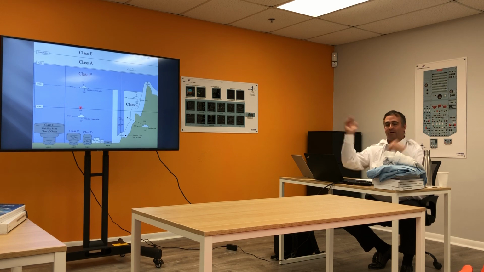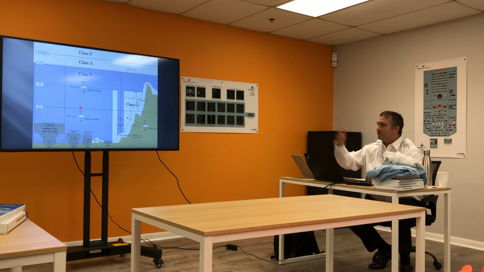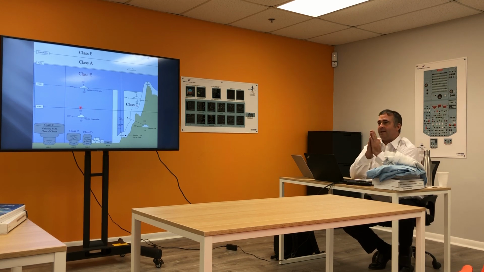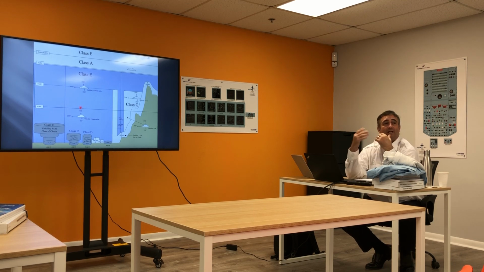So yes, there is a rule, suggestion. There is a thought process that suggests that I should have my lights on, they call it operation lights on below 10,000 feet.